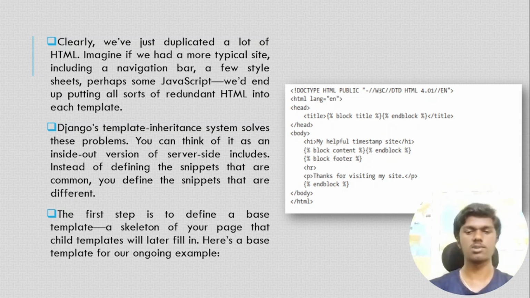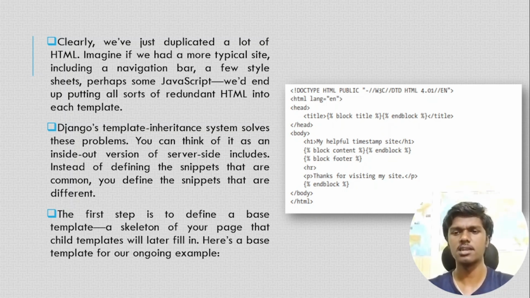The first step is to define a base template, a skeleton of your page that child templates will later fill in. Here's a base template for our ongoing example. It contains the normal HTML head, and inside the title we're using a {% block title %} tag as well as ending that block. Then we have the body, which contains our header, and then we have the {% block content %}. We're using the block tag for the content which is going to be replaced in each child template. We also have {% block footer %}, and a paragraph tag, and that's what this base HTML page contains.